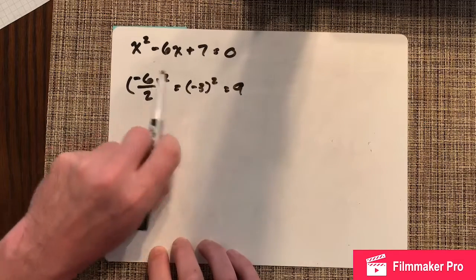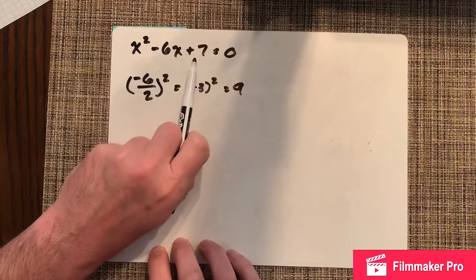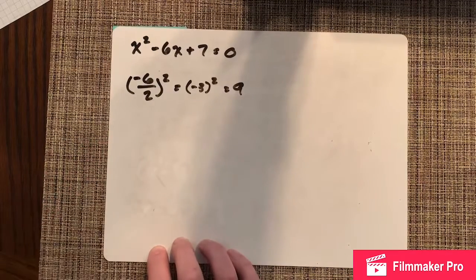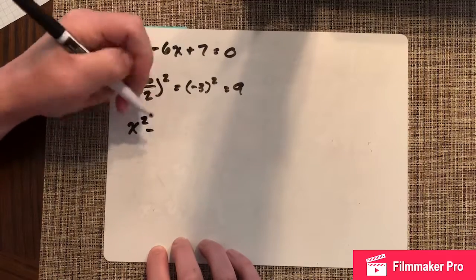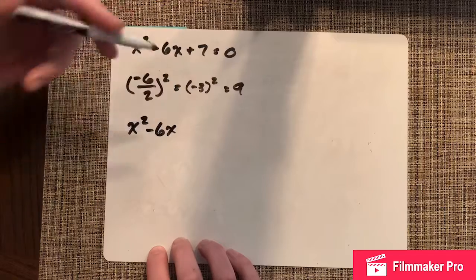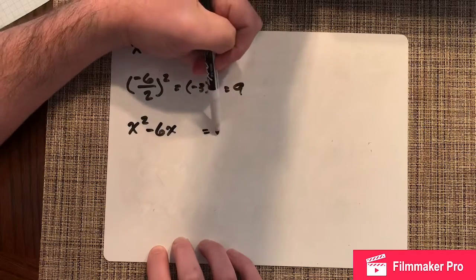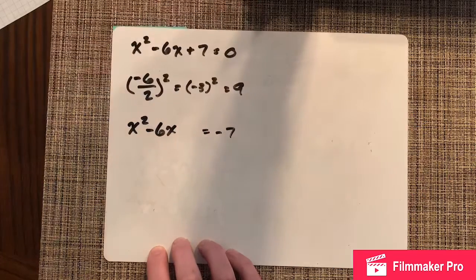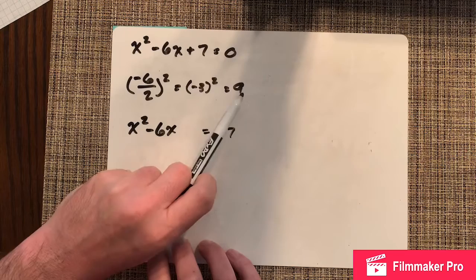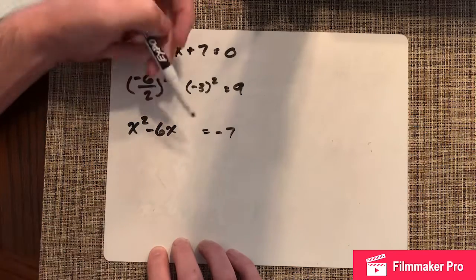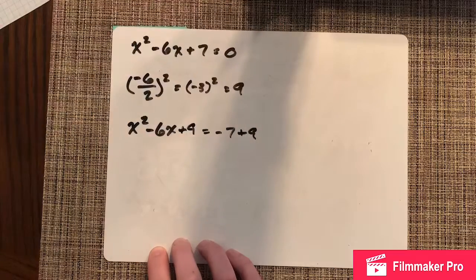And I didn't do something up here, did I? I went ahead and just started dividing. What I was supposed to do is move that 7 over. So I'm going to go ahead and do that. x squared minus 6x, and remember, I was supposed to move the 7 over, so equals negative 7. All right, that 9 now is that value that goes in here, and it also has to be added to the other side. So plus 9, plus 9. All right, so here we go.